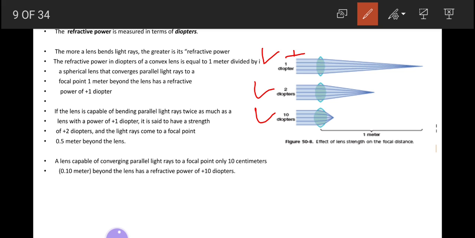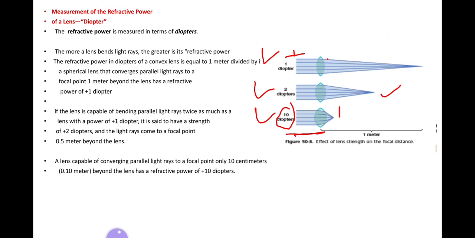If the lens is capable of bending the rays twice as much as the lens with power of plus 1 diopter, it is said to have the strength of plus 2 diopters. And the lens capable of converging the parallel rays to a focal point 10 centimeters beyond the lens has refractive power of plus 10 diopters.